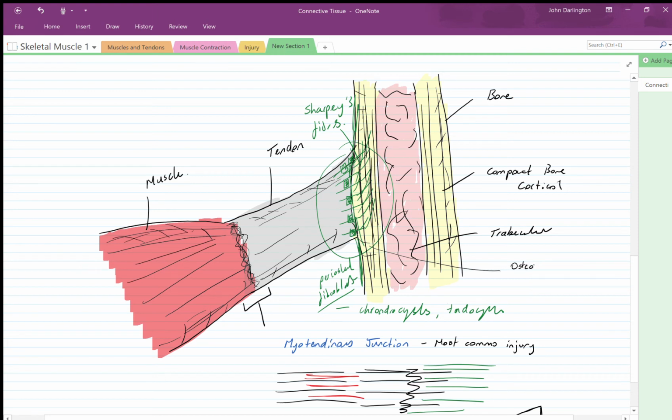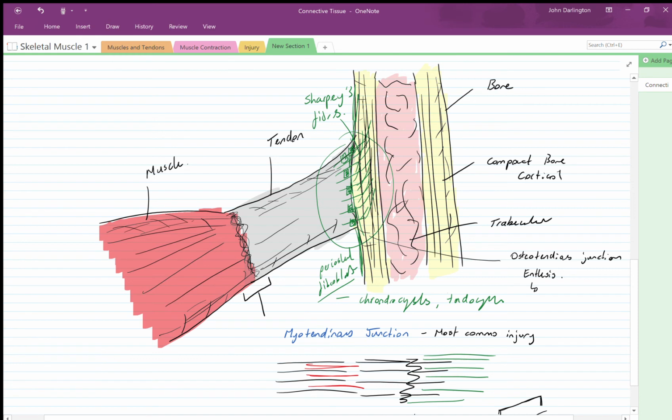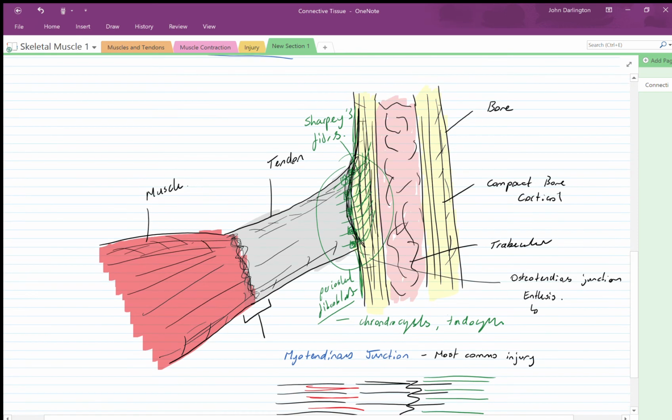The first one is the osteotendinous junction, or the enthesis, where the tendon joins the bone. And usually when you see the enthesis, it's also referring to a little bit of a bump that occurs on the bone due to the pull of the tendon and the strains that have been placed upon it.